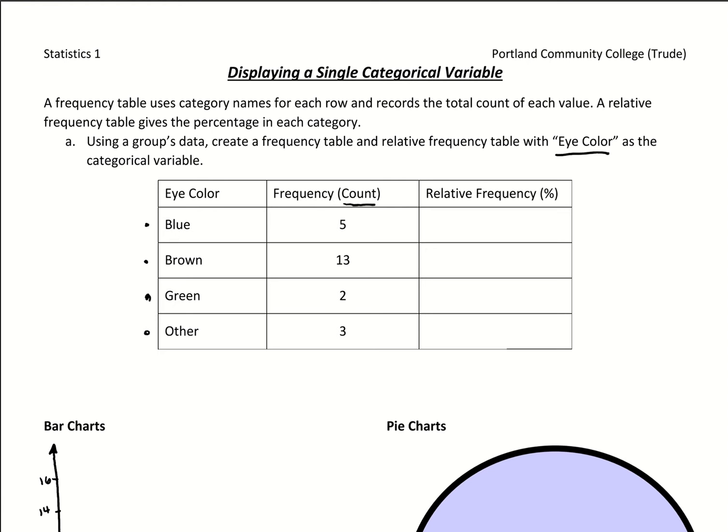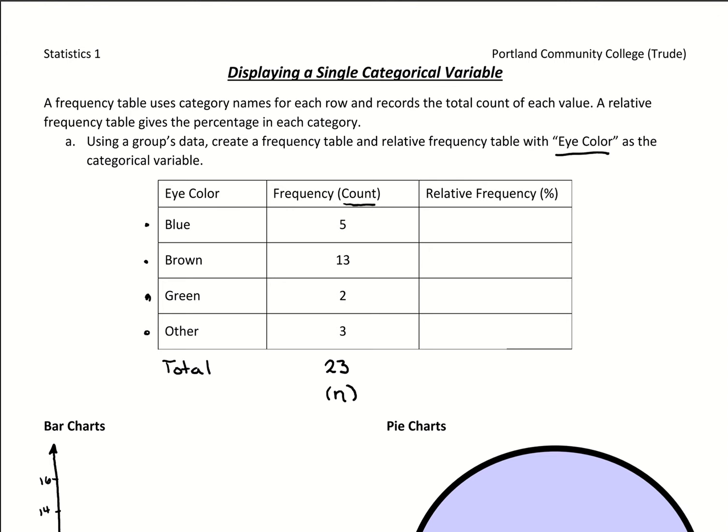Something else we can do is find the relative frequency, and what this does is it takes these frequencies that we have and translates it into a percentage of the group. So something we're going to need here is our total sample size, and to find that you just add up the frequencies for the group, which there are 23 people. So this right here is our sample size, which in statistics is often represented with the symbol n.